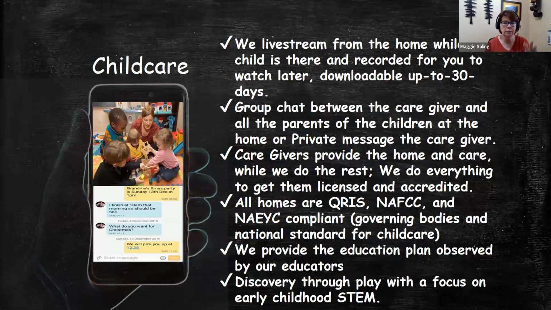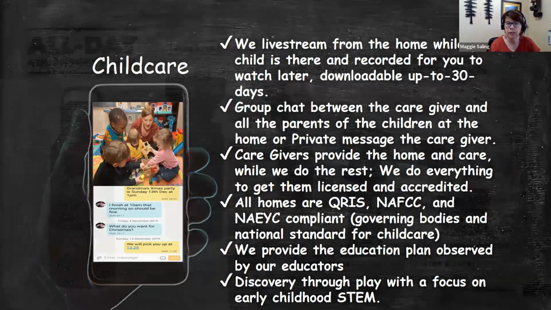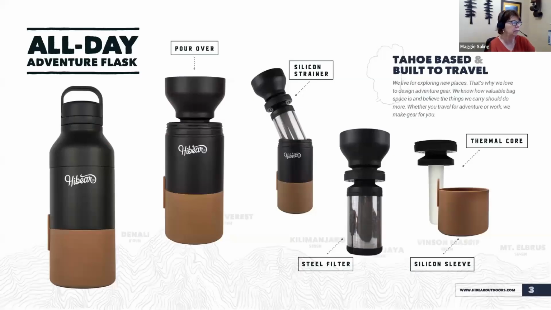In the transport vehicles where the children were being taken to the daycare center, they did have cameras. And so he's trying to demonstrate that the parents would be able to see what was going on with their kids while they're in the transportation vehicle, but also while they're at the daycare center. So this was not a very good description of how to do this, not helpful. On the other hand, we have the all-day adventure flask.